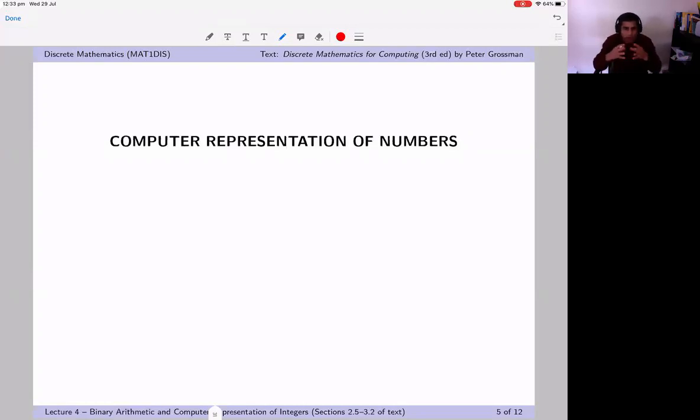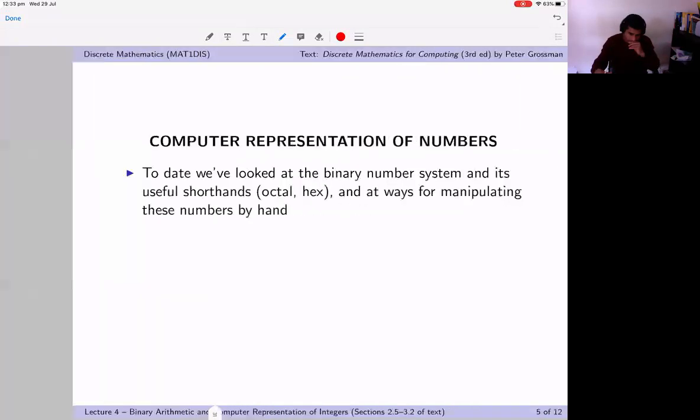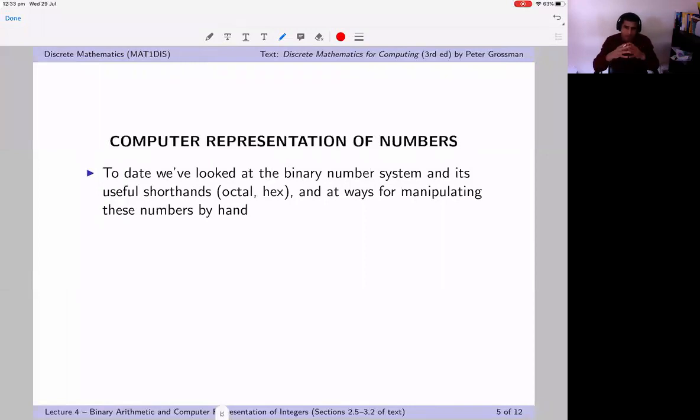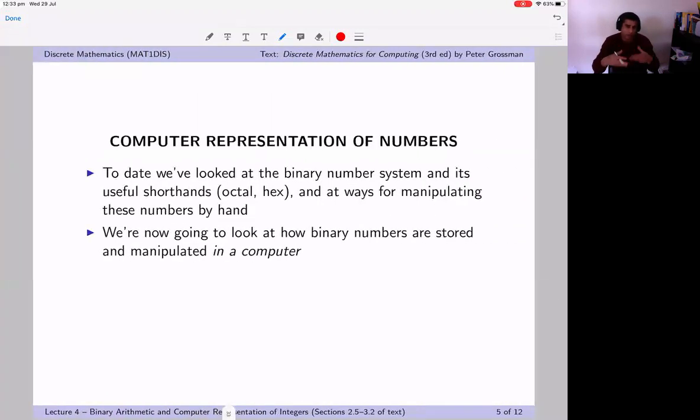So now we actually look at if I type in a number, let's say an integer, then we convert that into binary, and how that binary is stored in bytes. It could be a positive number, it could be a negative number, and there is a whole range of them, and how that works. So what we did so far, we looked at the binary number system and its useful shorthands, octal and hexadecimal, and we looked at the ways it can be manipulated with arithmetic.